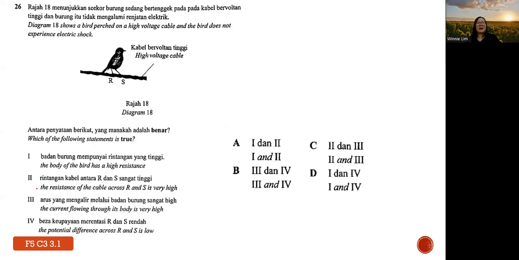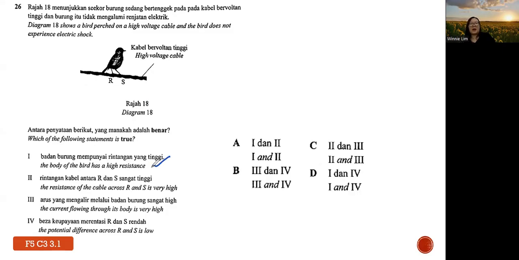26. Diagram 18 shows a bird perched on a high voltage cable and the bird does not experience electric shocks. So which of the following statements is true? Okay, the body of the bird has high resistance. Yes, indeed. That's why current won't flow through it.